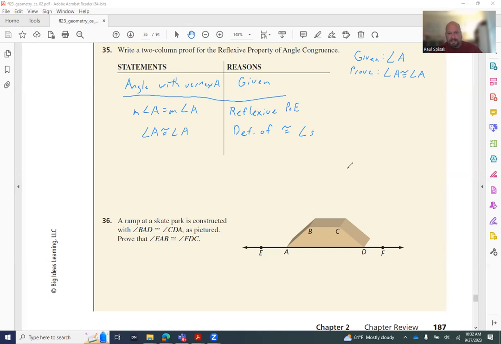A ramp at a skate park is constructed. All right, so they have the ramp in the picture. Angle BAD, you can go ahead and label this BAD, is congruent to angle CDA as pictured. Prove. So now what I did in blue, that's what they're giving us. What they want us to prove is that EAB is congruent to FDC.